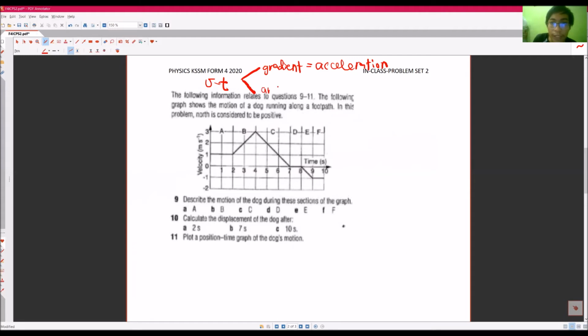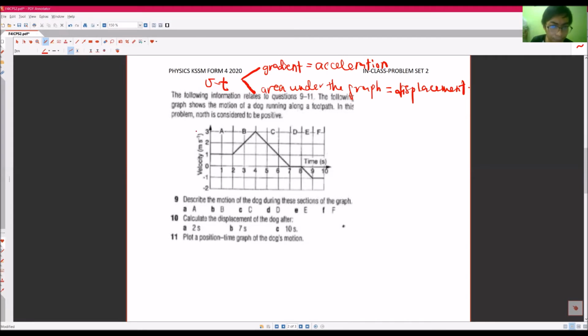And also the area under the graph can give us the information about displacement. So other than describing the velocity itself, the movement, we can also describe the acceleration based on the gradient, and we can know the displacement from the area under the graph.